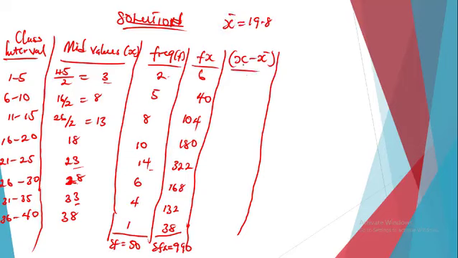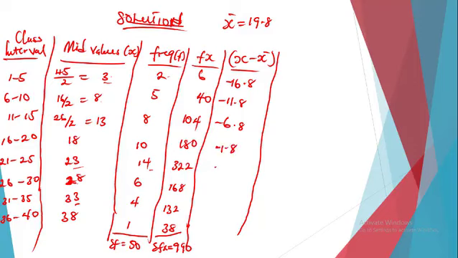So to obtain these values, x minus x bar, we then have 3 minus 19.8, and that will give us what? Minus 16.8. We have 8 minus 19.8, and that will give us minus 11.8. 13 minus 19.8 will give us what? Minus 6.8. Do it in all of them, then you have here to be minus 1.8.